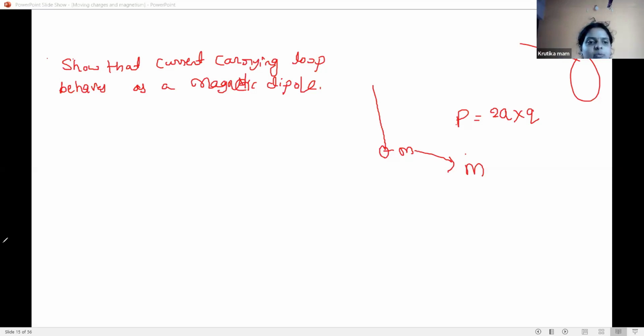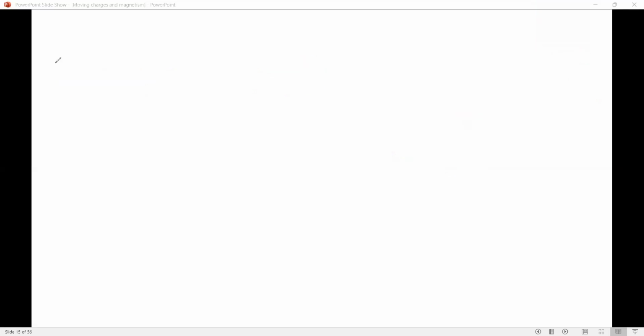Okay, so see how to do the derivation. Show that the current carrying loop behaves as a magnetic dipole. For the derivation, first we are going to take the expression for the electric field due to the electric dipole along the axial line. This you know already from the first chapter. Along the axial line, the electric field intensity for the dipole is given by 1 by 4 pi epsilon naught, 2pr divided by (r square minus a square) to the power of 2.